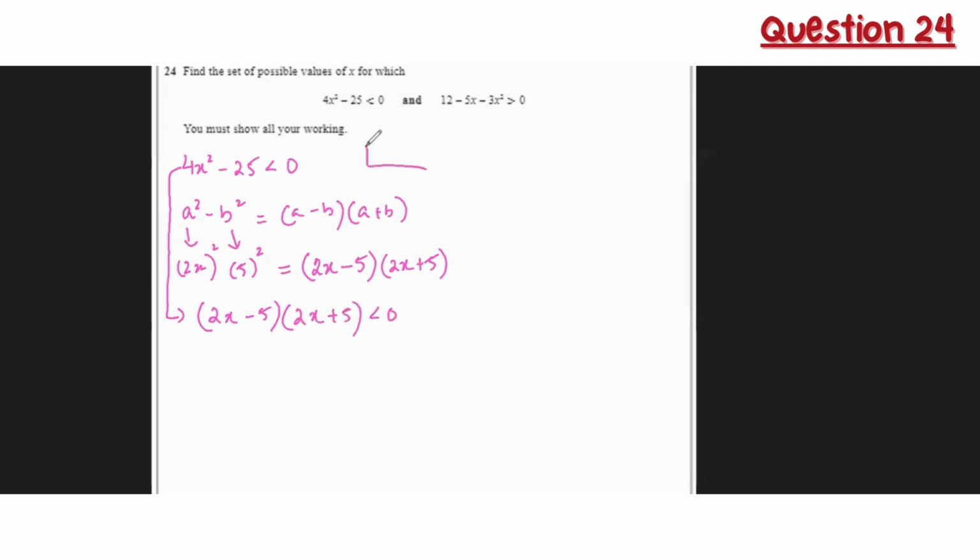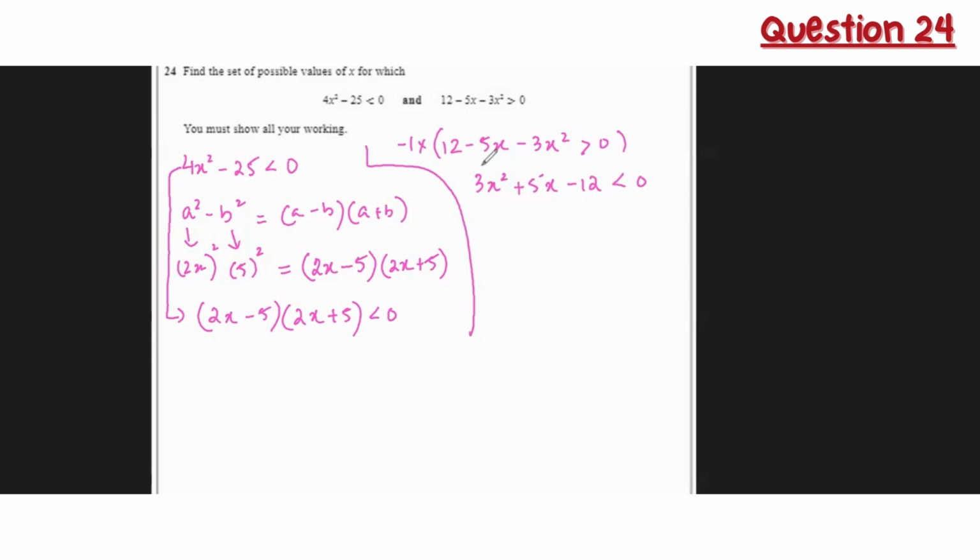Now for the other inequality, we have 12 minus 5x minus 3x squared greater than 0. So what I want to do is multiply each term by -1. When I do that, I get 3x squared plus 5x minus 12 less than 0. Why? Because whenever we're multiplying or dividing an inequality by -1, the signs of the terms change, and the inequality will also flip. So it's 3x squared plus 5x minus 12 now.